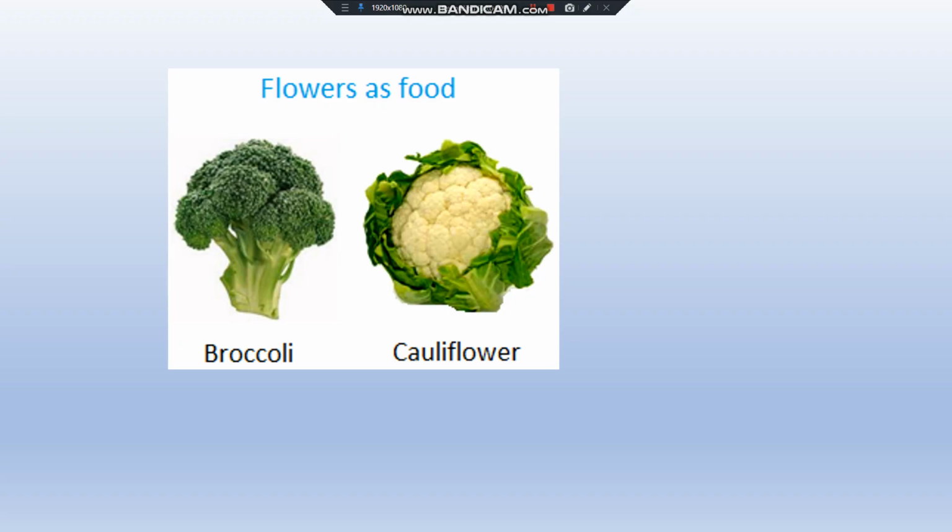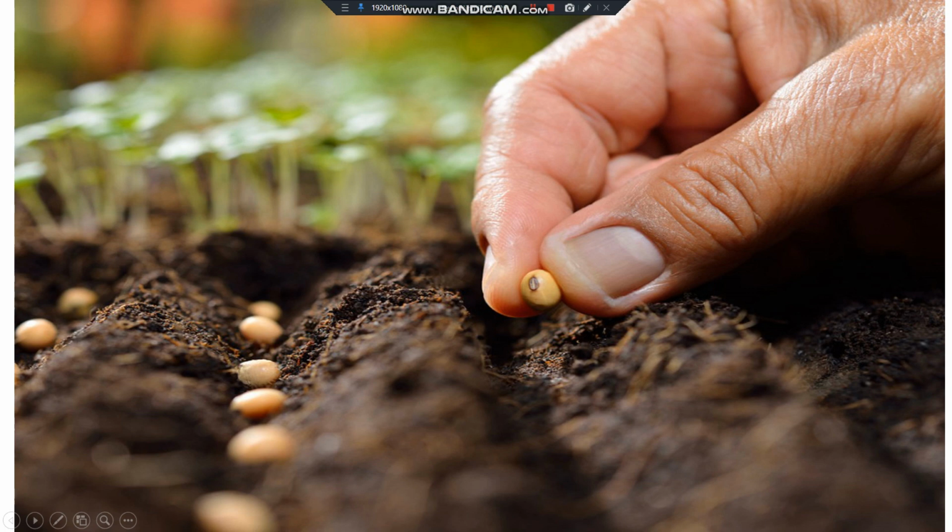And in some plant we eat the flowers. Yes, we eat the flower. Example, broccoli है, cauliflower है, we eat the flowers as food. Also, when the plants grow from a seed, when we sow the seed, the plants come out.